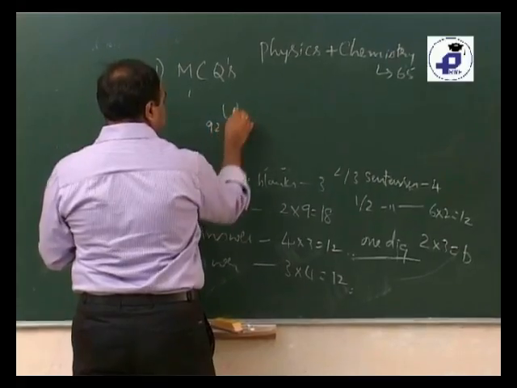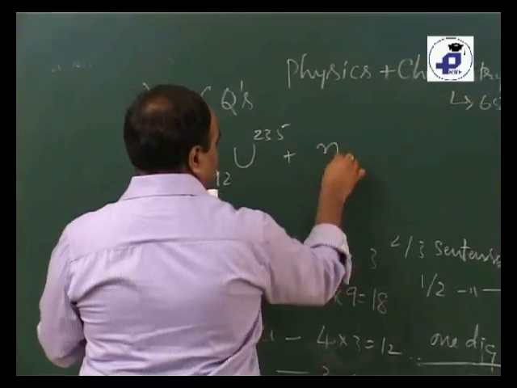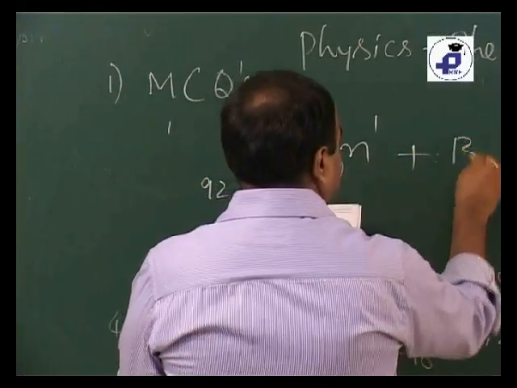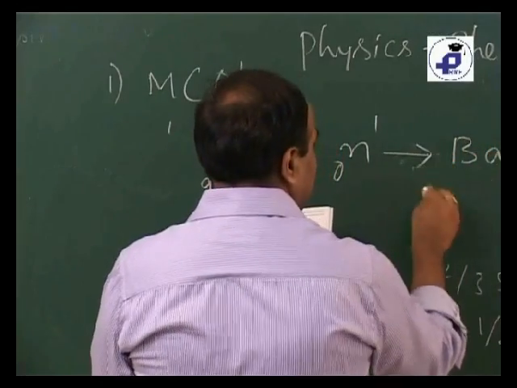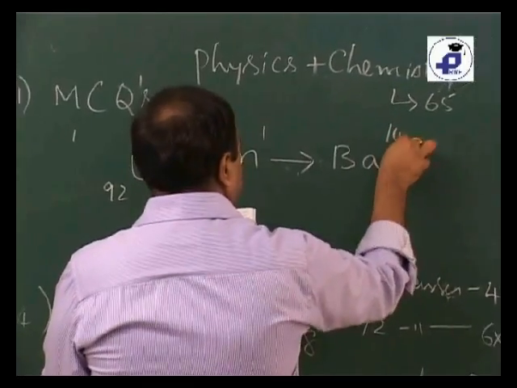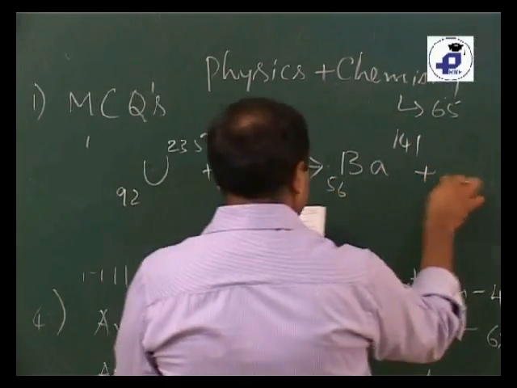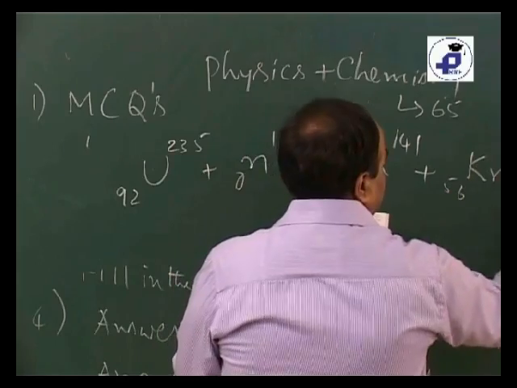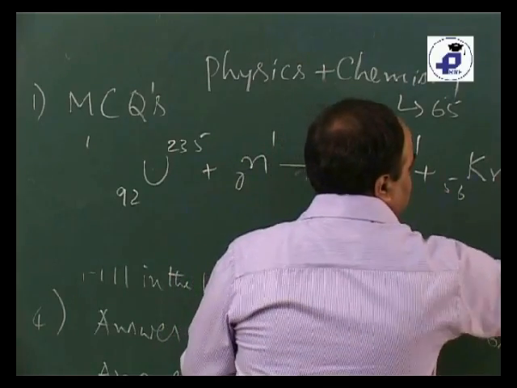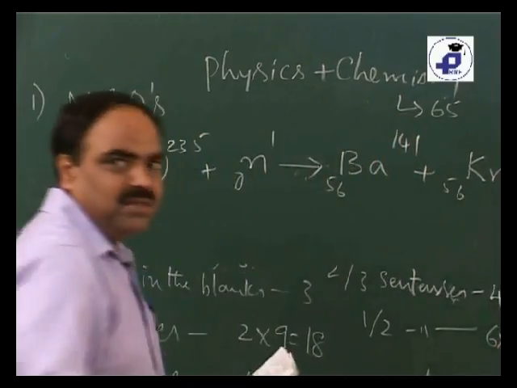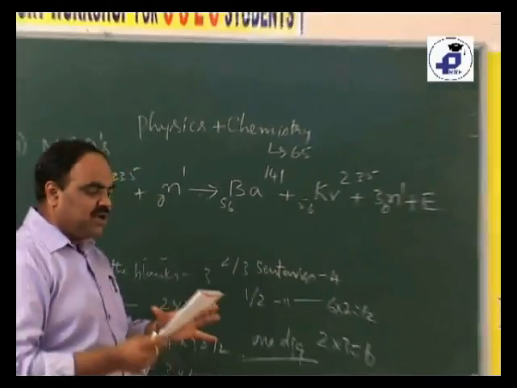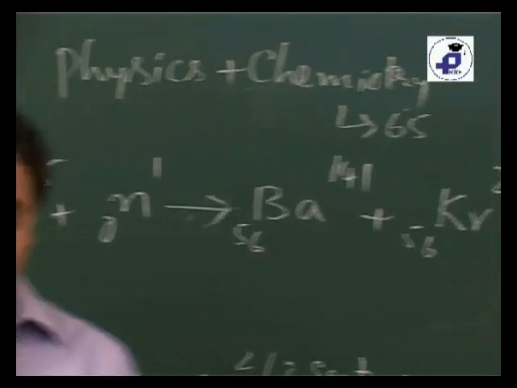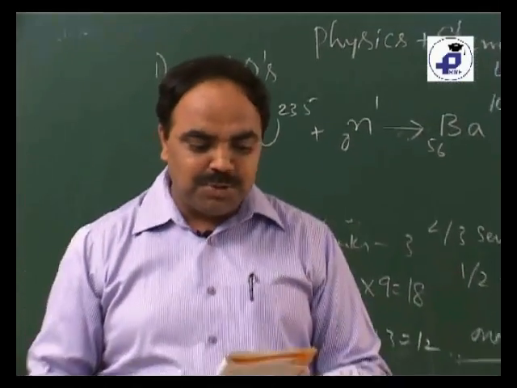Uranium 92 with 235 plus 1 neutron, when it is bombarded, releases barium with 141 and 56, plus another element, krypton, with 56 and 235, plus 3 neutrons with lots of energy. When you observe this equation, nuclear fission is clearly made out. Let me go into the further things.